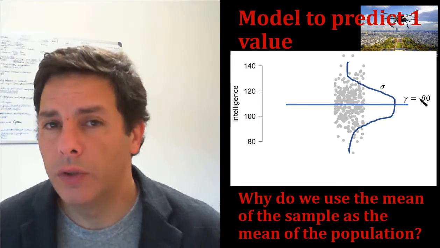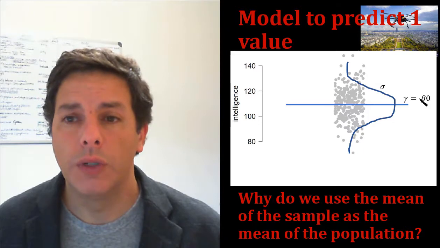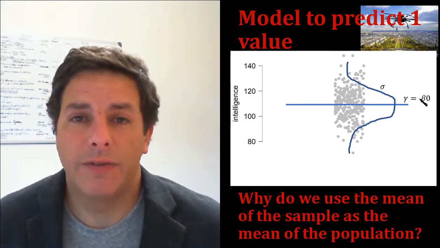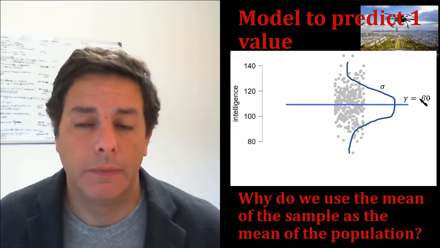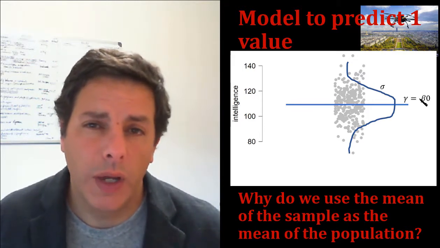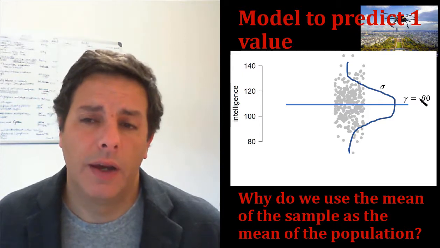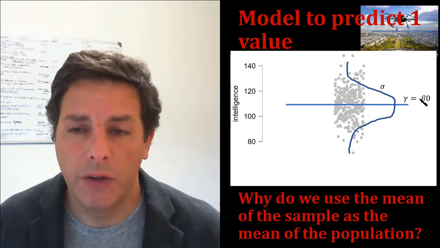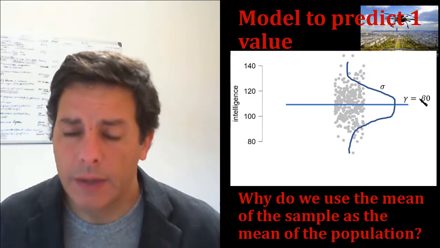So why do we use the mean of the sample? We use the mean of the sample because we need to use some information that we have available to make that estimation. And the best information available we have is our sample. We don't have anything else. And because that is the case, then we make an estimation based on our sample. That's perfectly okay.